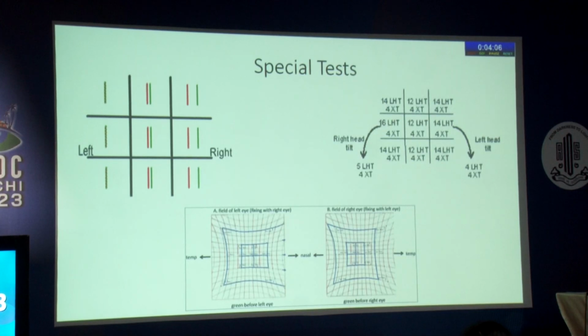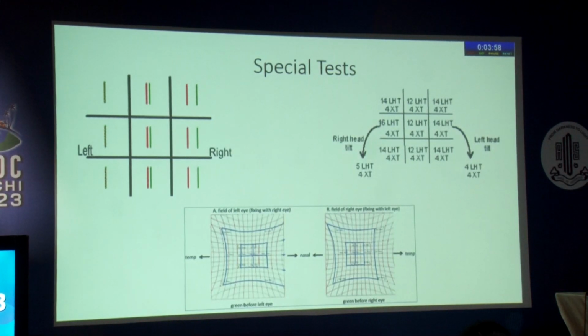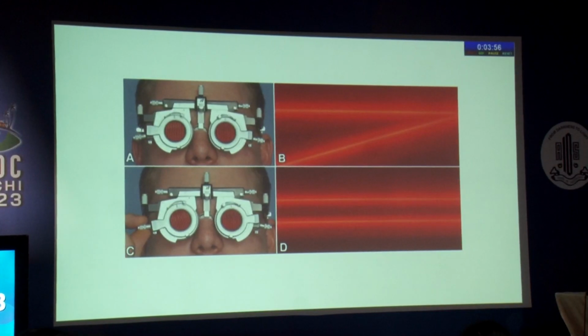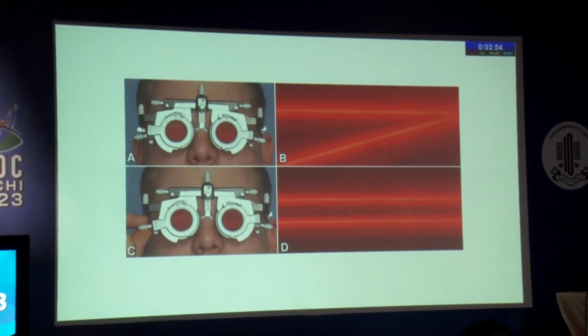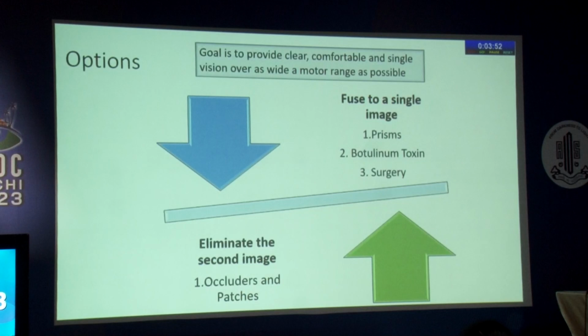There might be special tests needed in cases of diplopia, which are the diplopia chart, Hess chart, Bielschowsky's head tilt test, and sometimes 9-gaze measurements. Torsion has to be evaluated with double Maddox tests wherever necessary. Having evaluated the case of diplopia, now what are we going to do? The simplest goal is to provide a clear, comfortable, and single vision over as wide a motor range as possible.